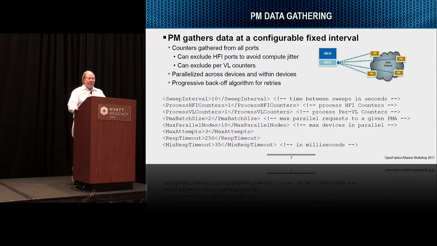And then we've got implementations inside the Fabric Manager that are doing this parallelized. So it has multiple requests going out to the fabric concurrently. It's doing this across different devices. And then it's got some progressive back-off algorithms so that in the event that a link or a node is struggling, we've got a retry strategy that's effective. So nominally, we gather these at 10-second intervals.